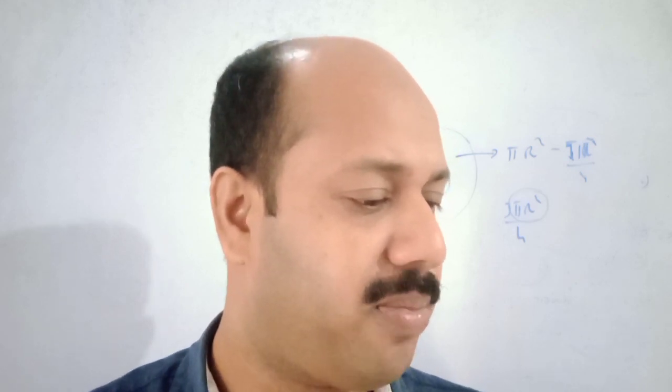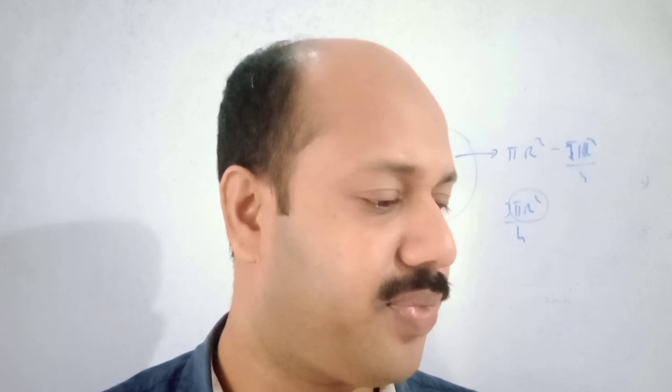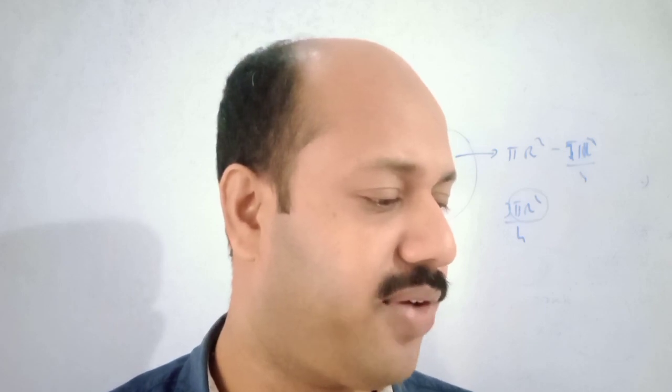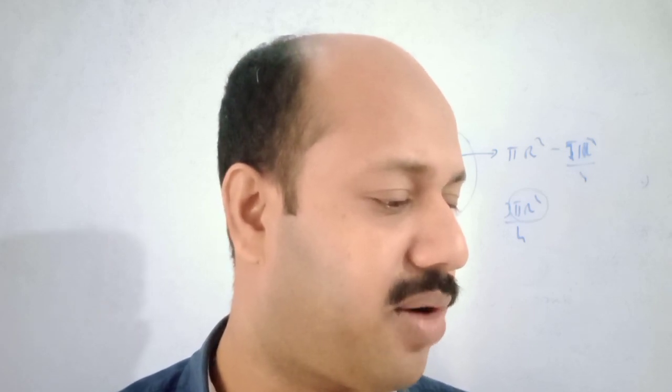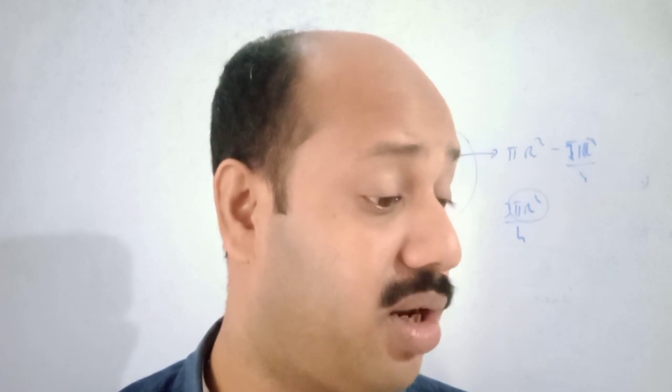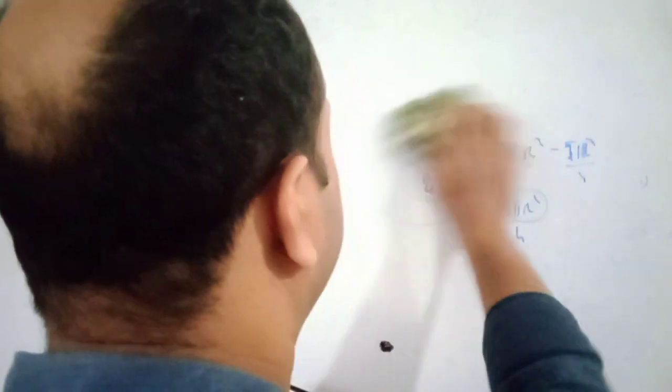Ninth question, compound microscope, eyepiece focal length 10, objective focal length 4. Calculate the magnification if an object is at a distance of 5 cm from the objective so that the final image is formed at the least distance of distinct vision. Right? When it is placed at the least distance of distinct vision, the magnification.